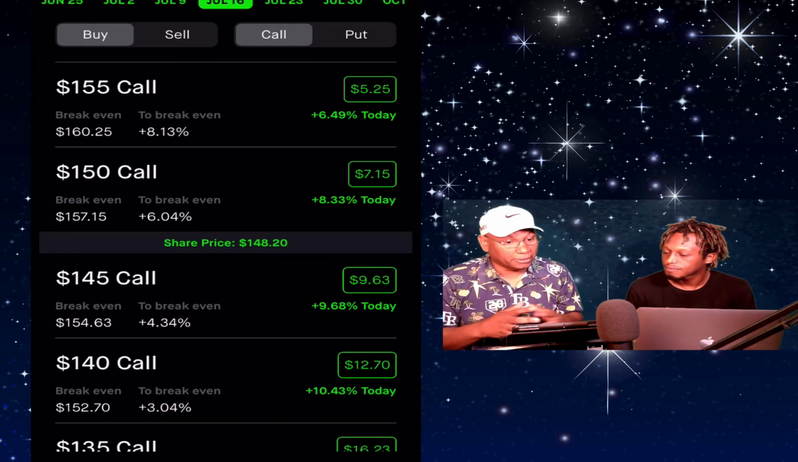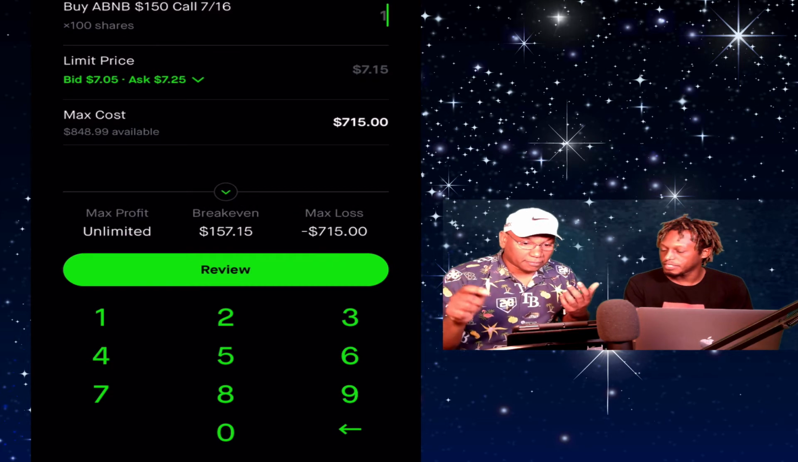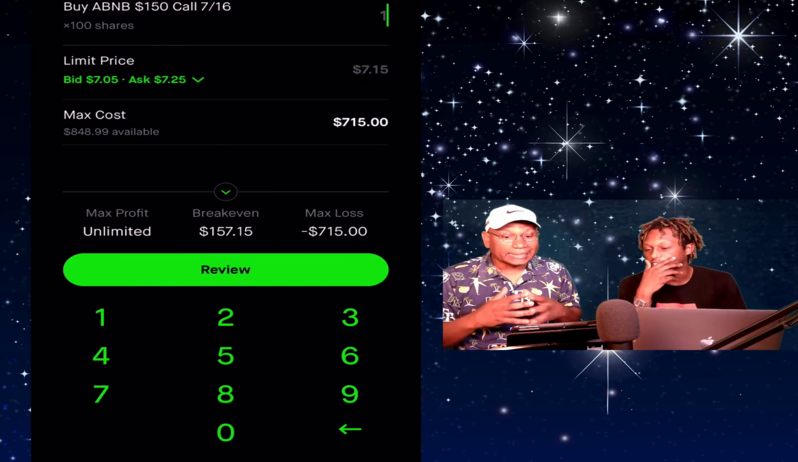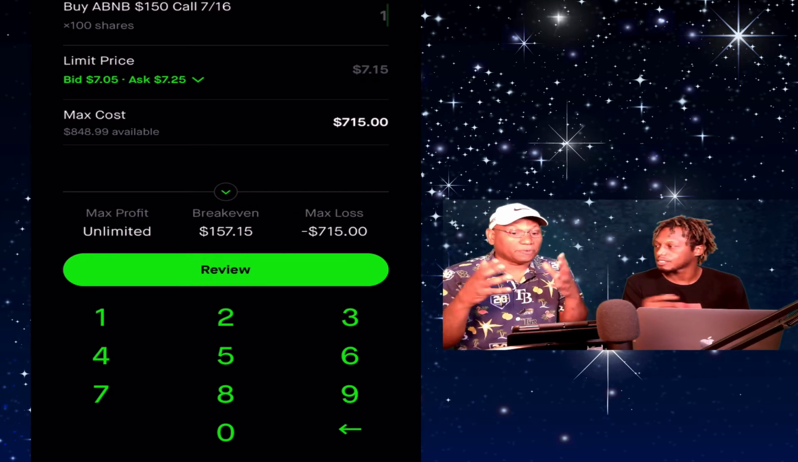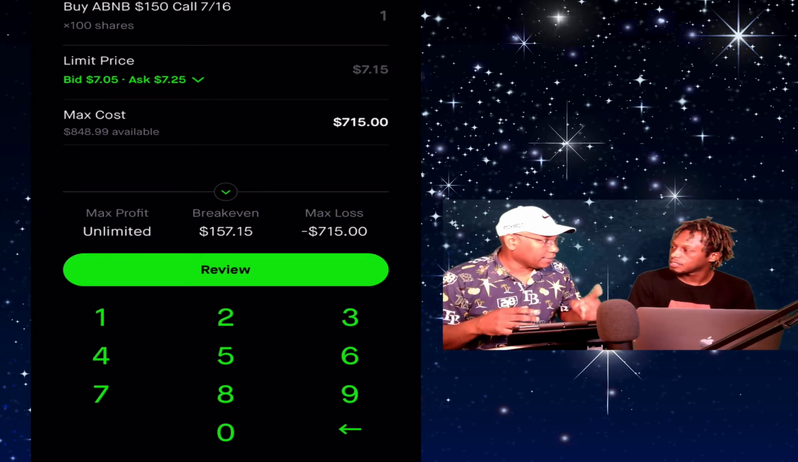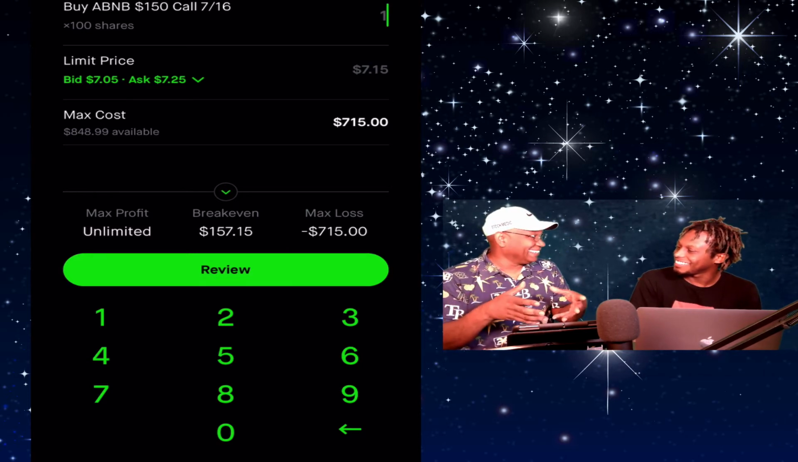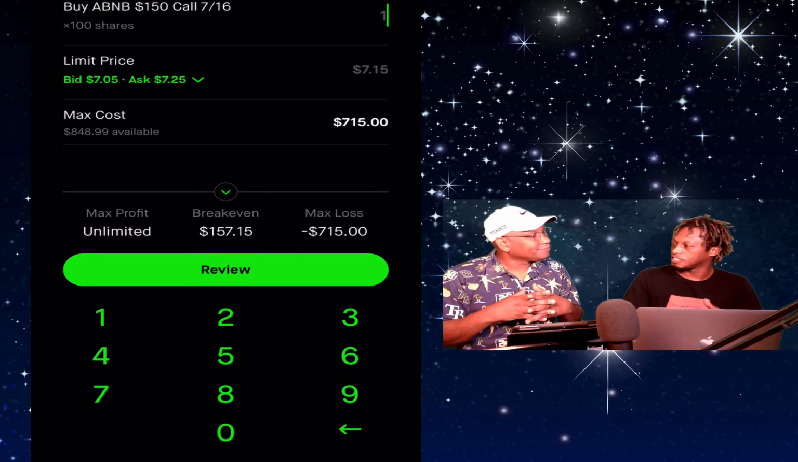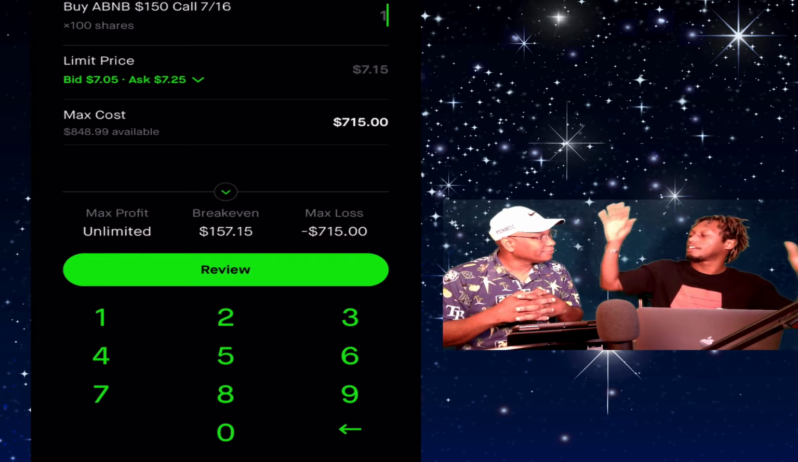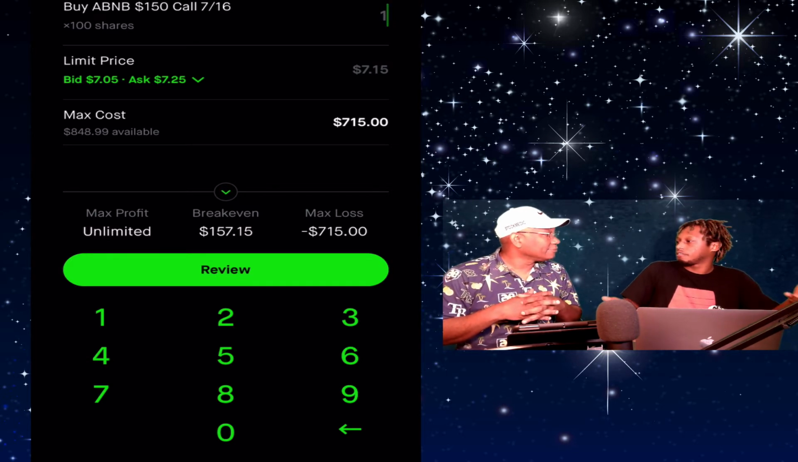That's going to cost you $715, so $7.15 times 100, and that's just for one contract. That may sound like a lot of money, but you want to try and buy premium stocks if you can. In the future, when this is worth 300, possibly, and I had bought 100 of them for this price, it would have been like taking candy from a baby.